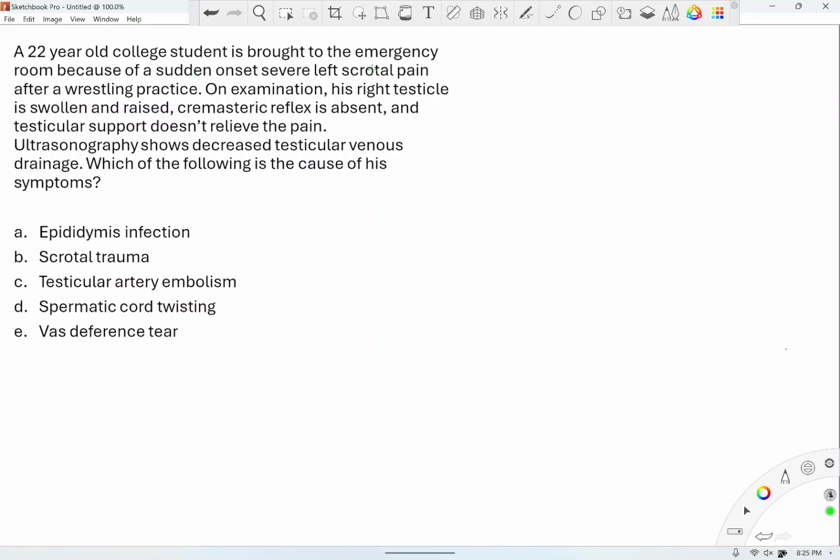So this person is a college student. He's a wrestler, and after the wrestling, he suddenly develops severe left scrotal pain. When? After wrestling. So that's some sort of trauma. His right testicle is swollen, so testicular swelling, and it's raised. Cremasteric reflex is absent, and testicular support does not relieve pain. All of these things for me is 100% testicular torsion. You should understand and memorize these things. It would help. So, testicular torsion.